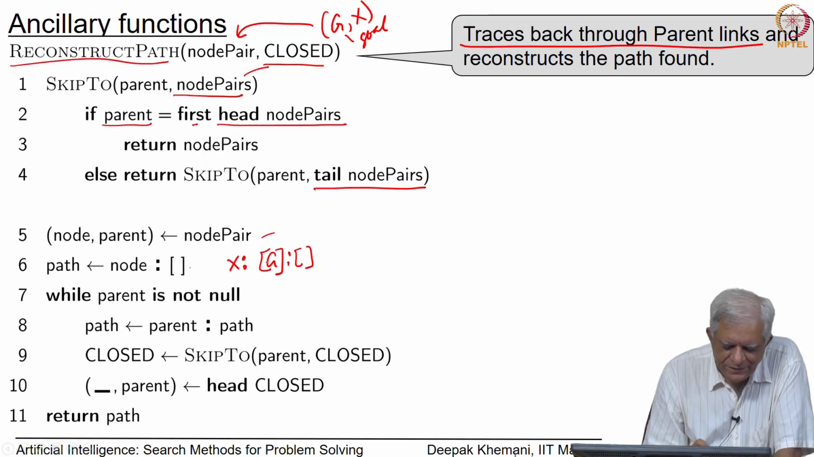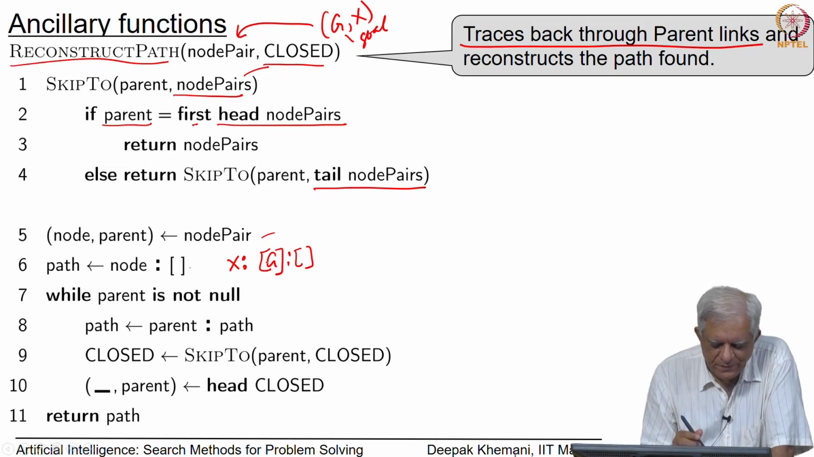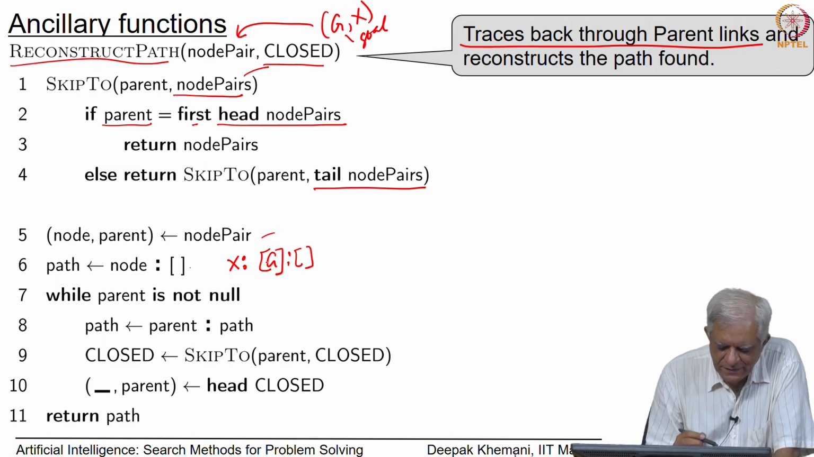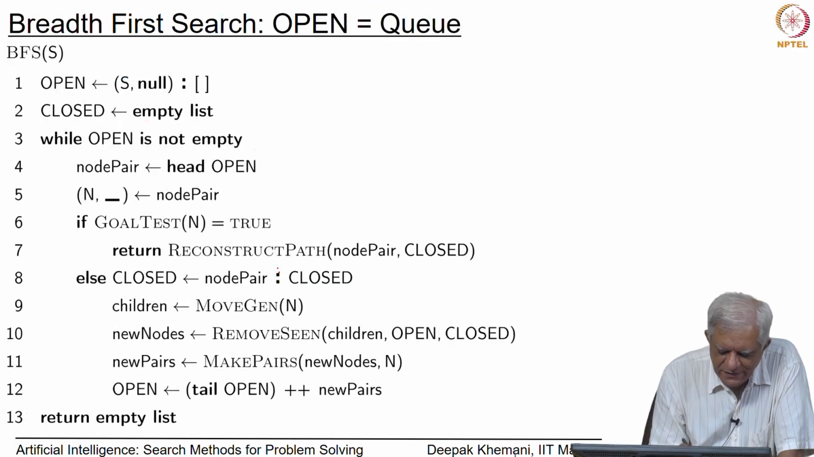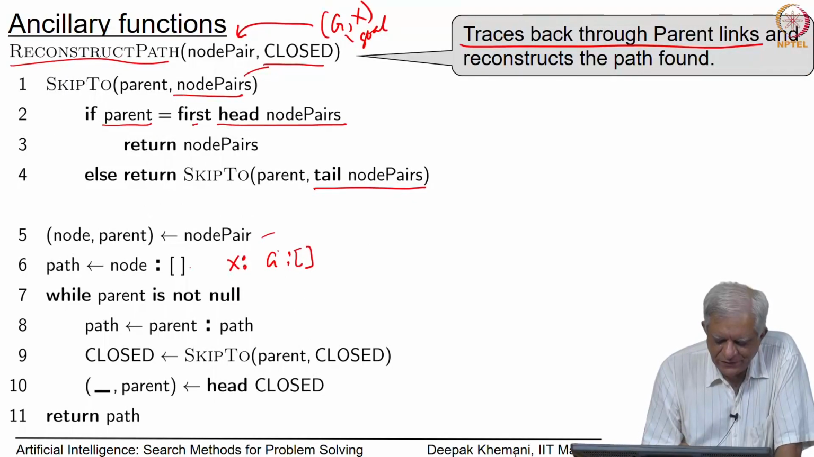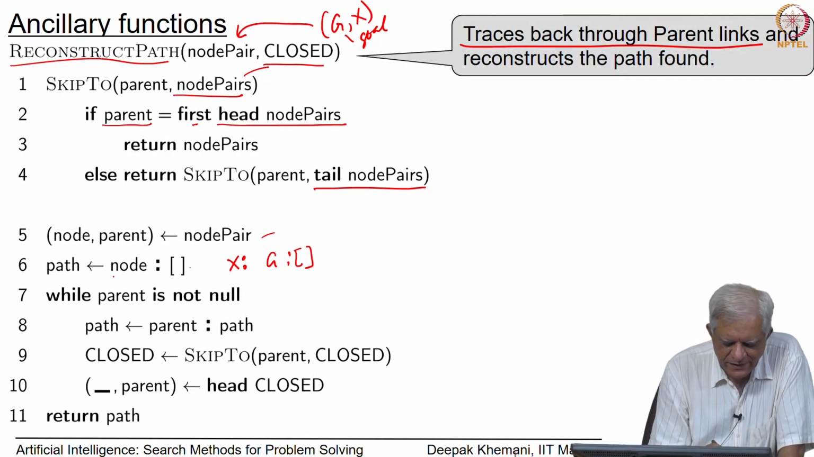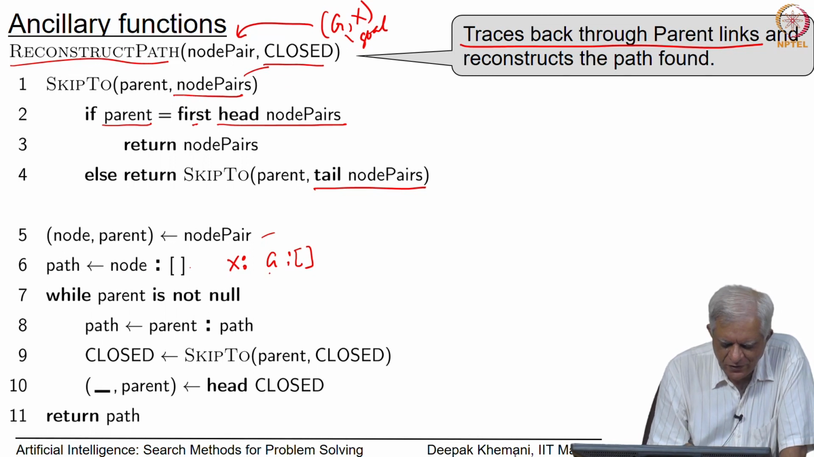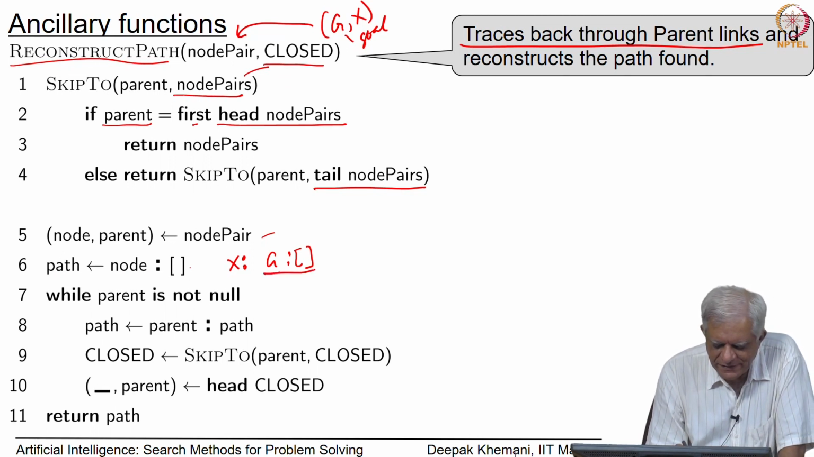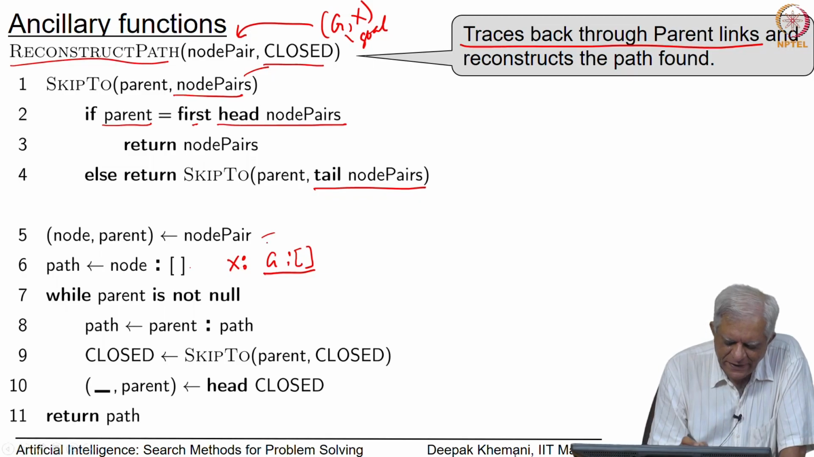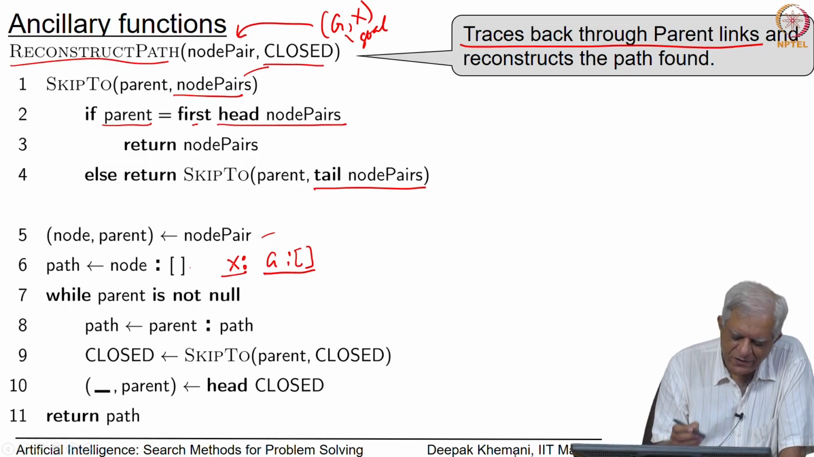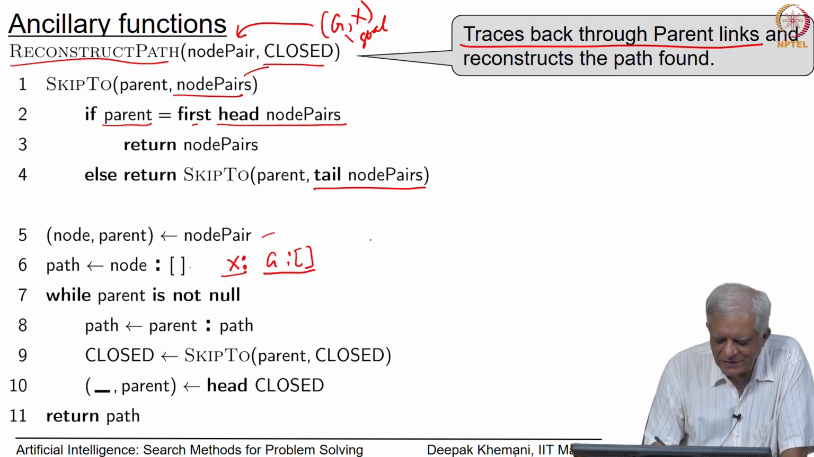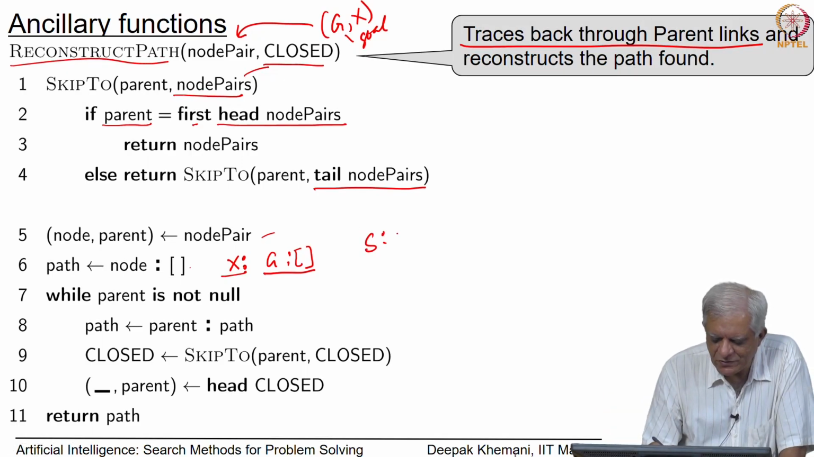Of course, this we do not need. So, essentially we start off initializing the path to node followed by this empty list, and then when we find the parent of G, we will add it, and then the parent of X we will add before that, and so on. So, we will eventually have a path which goes from S to G.